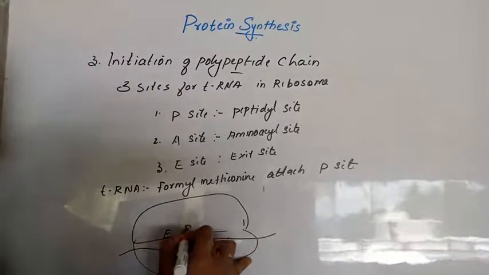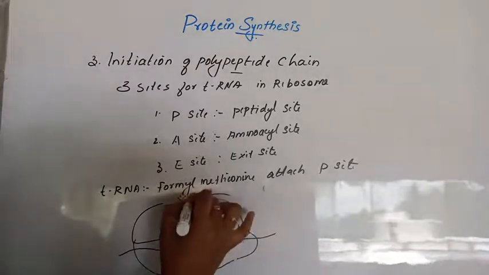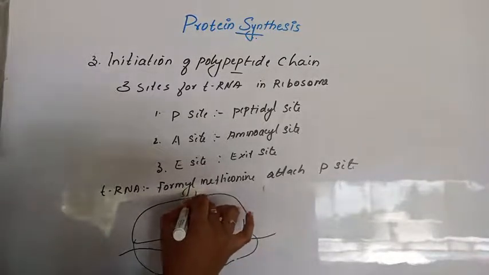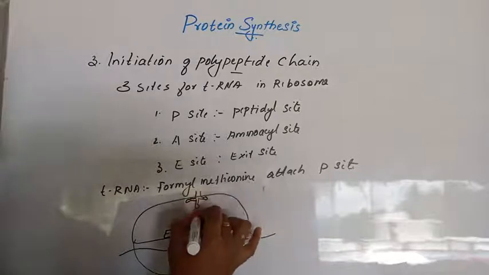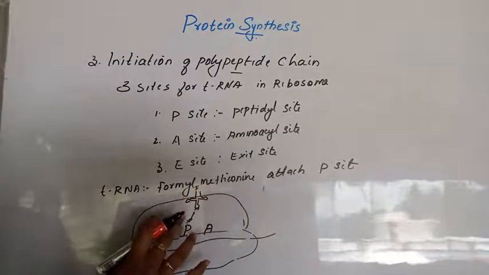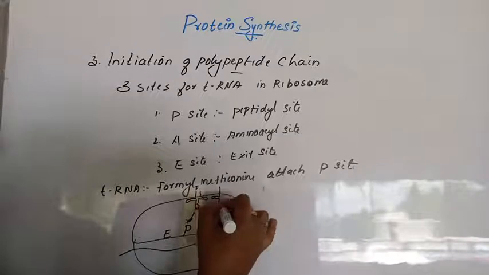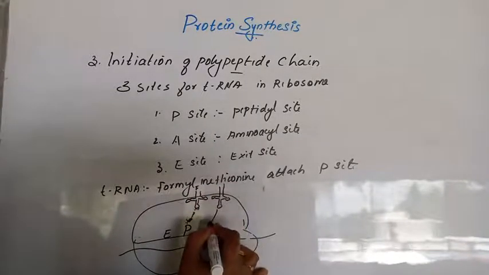E, P, A. E site, P site, A site. First, the tRNA will come along with the codon and bind the P site. The first, that is the formyl methionine tRNA, binds with the P site. Further, the aminoacyl tRNA will come and bind the A site.